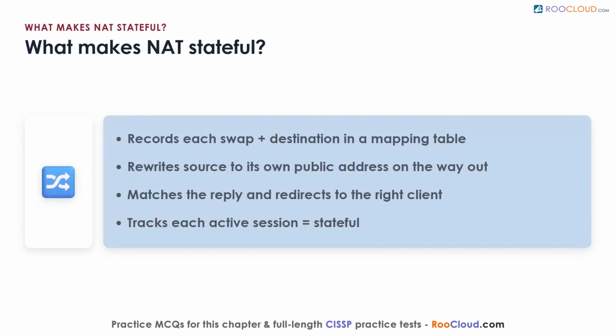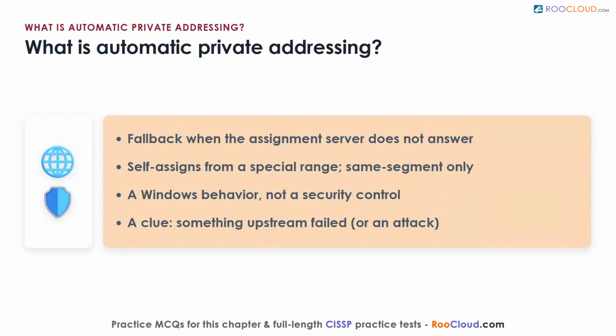What makes translation stateful? It works by remembering the conversations it is handling. When an internal request goes out, the device rewrites the source to its own public address and records that swap, along with where the packet is headed, in a mapping table. When the reply returns, it matches the reply against that table and redirects it to the correct internal client. Because it tracks the state of each active session this way, we call it stateful. Think of it as a coat check that hands you a numbered ticket, so the right coat comes back to the right person.